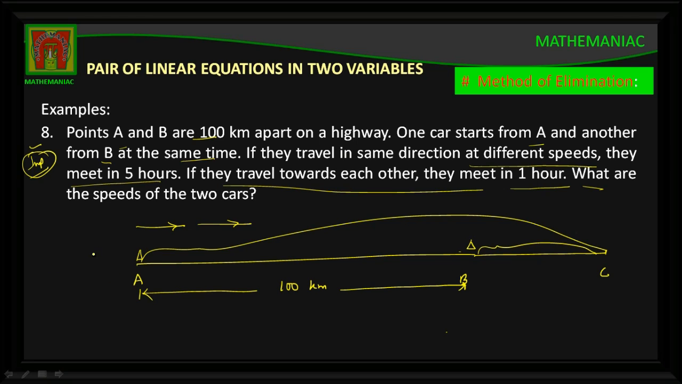So here what I did is that I will consider the speed of the car at A as x kilometer per hour, and the speed of the car at B as y kilometer per hour. Right? Very fine.